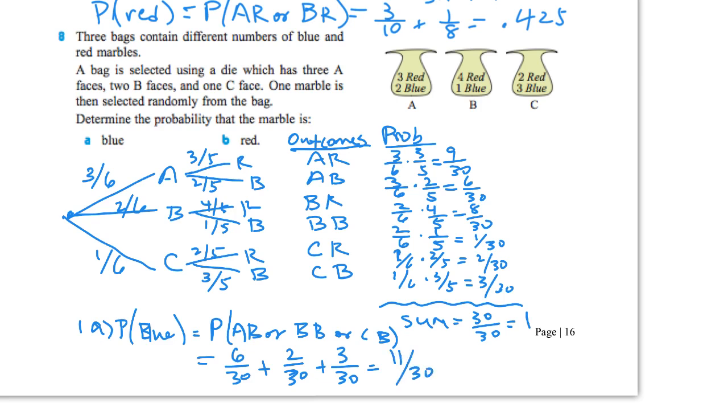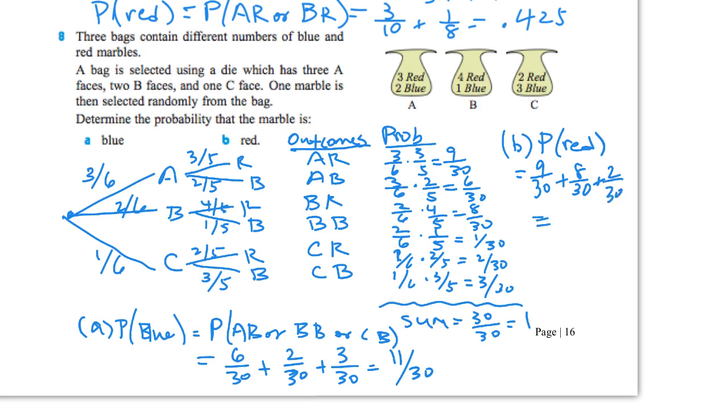Okay, part B. I'll squeeze that in up here. The chance that we end up with a red marble. Okay, so those are the other outcomes. 9 out of 30 plus 8 out of 30 plus 2 out of 30.